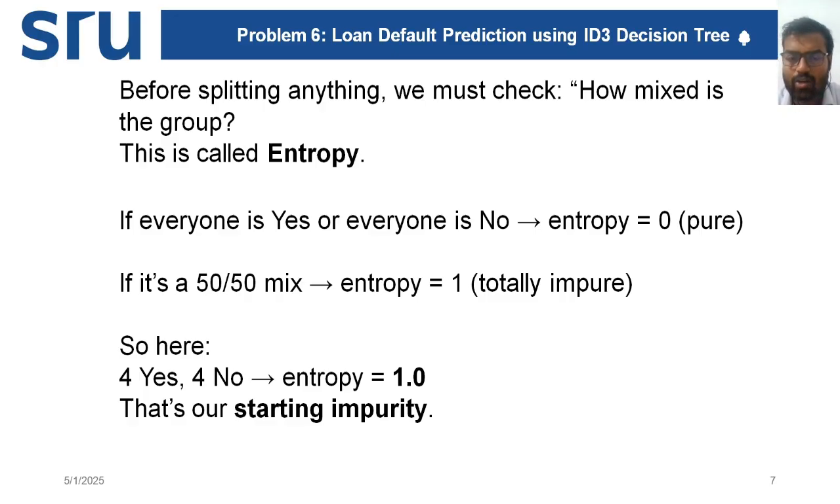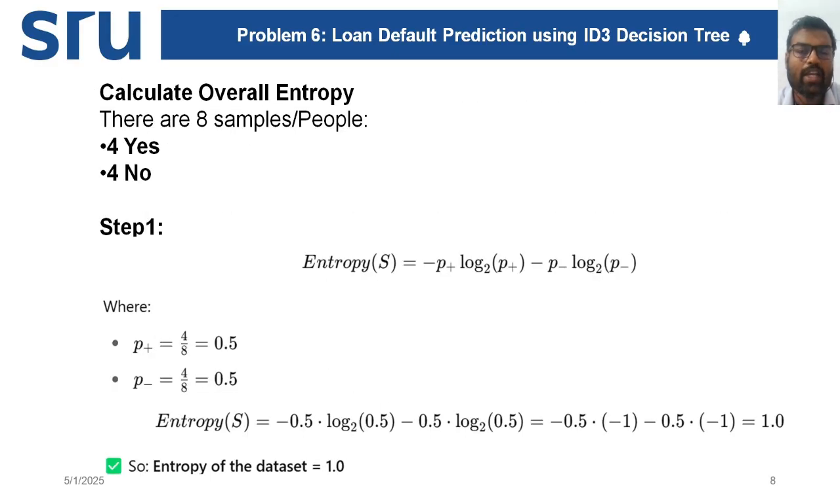I said entropy should be minimum. Then we call it pure, the data points are pure. But with 50-50, it is not going to be good. Then we say entropy is maximum, which is totally impurity. So we need to reduce it, right? Overall, for the given default target.